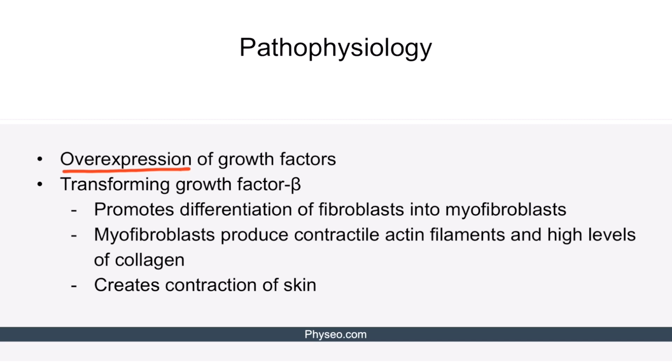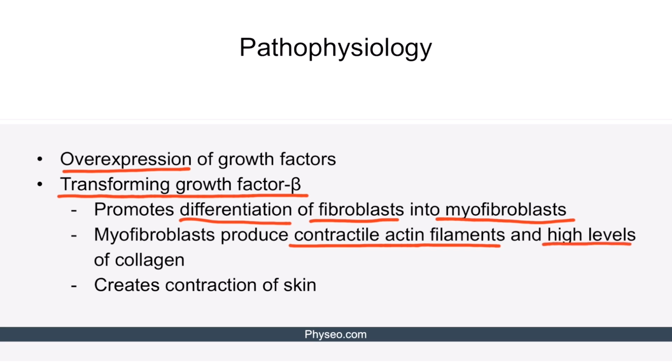Now, one of the main growth factors involved in the pathophysiology of keloids is transforming growth factor beta. So this TGF beta promotes the differentiation of fibroblasts into myofibroblasts. So these myofibroblasts then produce contractile actin filaments and high levels of collagen. And those two things together lead to contraction of granulation tissue, and that occurs as the scar is forming.